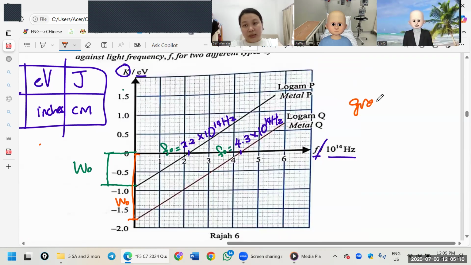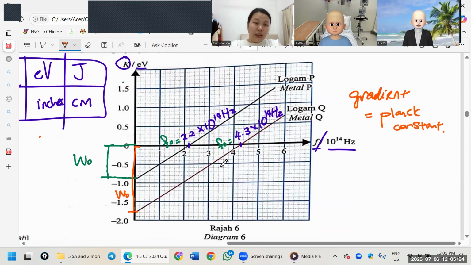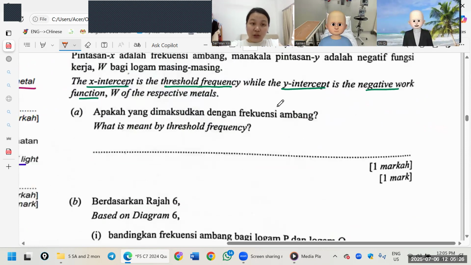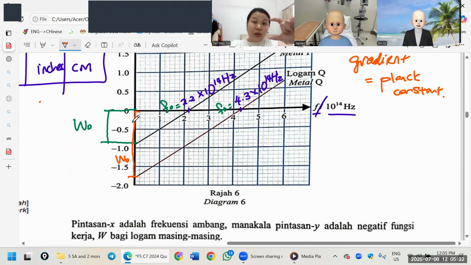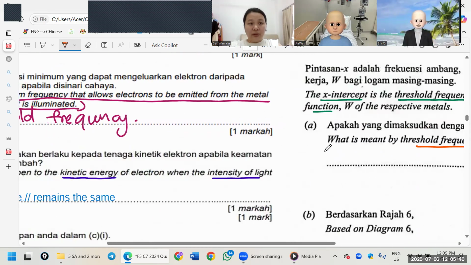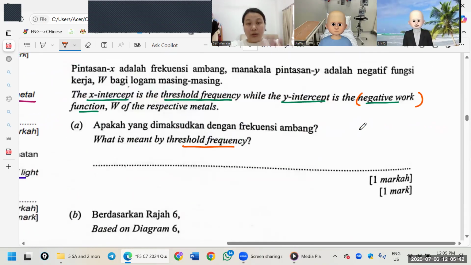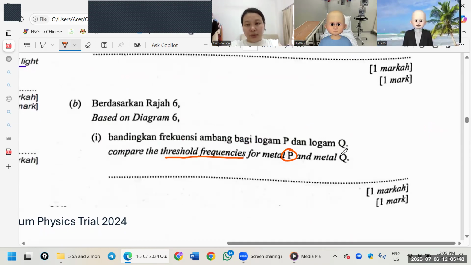And by the way, the gradient is the Planck constant. Okay, so very easy to see, right? X-intercept is threshold frequency. Y-intercept is work function. Negative means it needs to absorb this much energy, then only the electron is emitted out. Okay, what is meant by threshold frequency? Please refer back. Don't copy, memorize first. Then this one, compare the threshold frequency for P and Q.